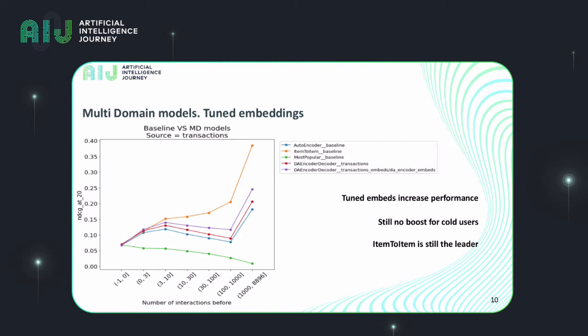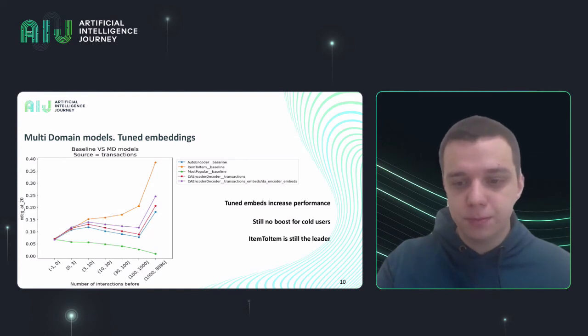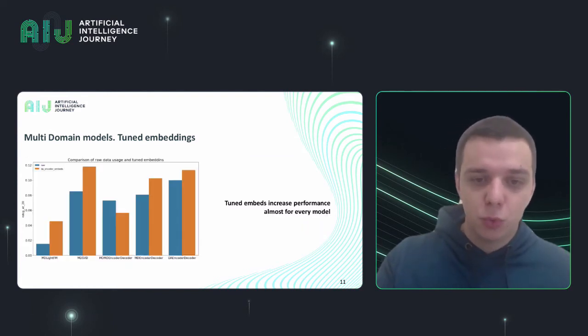As a result, we're going to get a curve like the one shown in this slide. Almost the same thing, except for the purple line, which is now responsible for the domain adaptation neural network. But we added input information from the trained model, the trained embedding. You can see that the result has grown even more compared to the previous leader among the neural networks, but we still have no improvement for cold users.